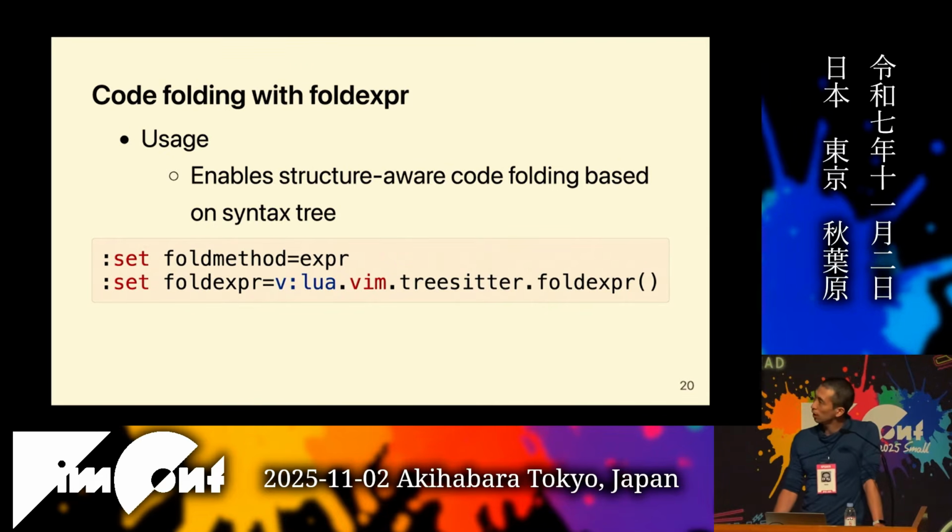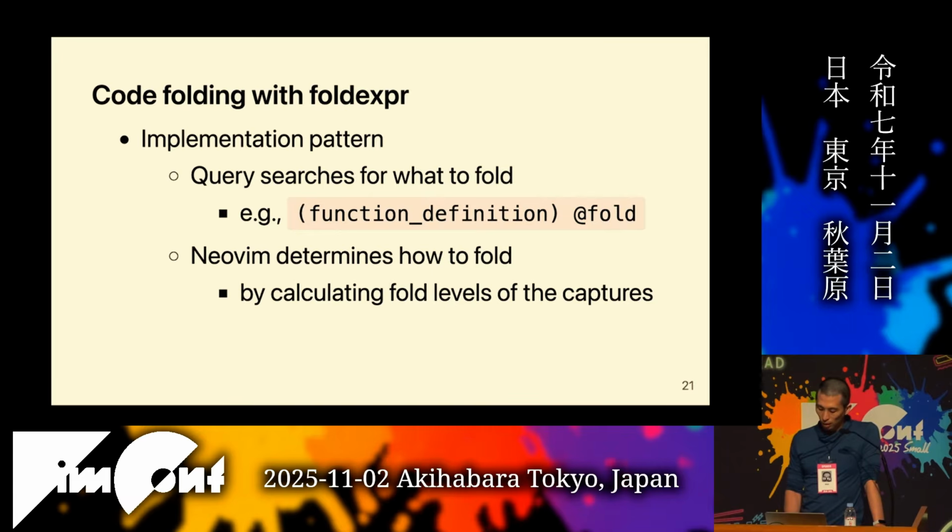And the second example is code folding with fold expression. By using Vim's option, set foldmethod to expression, and foldexpr to vim.treesitter.foldexpr, then Neovim starts folding things with Treesitter. And the implementation pattern is similar to the highlighting. It also uses query. So if we find a function definition, the query marks it with an @fold capture. And Neovim determines how to fold such captured nodes by calculating fold levels of each @fold capture.